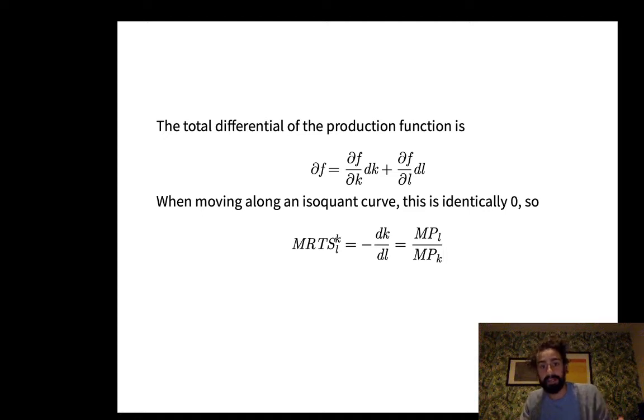And if we move along an isoquant curve, this is identically zero. That's the definition of an isoquant curve: a line in which you're keeping the quantity produced constant. So that means the total derivative along an isoquant is equal to zero, that total derivative in the first line, and then we can just rearrange and see that the negative of dk dl, the slope of that isoquant, is given by the marginal product of labor over the marginal product of capital.